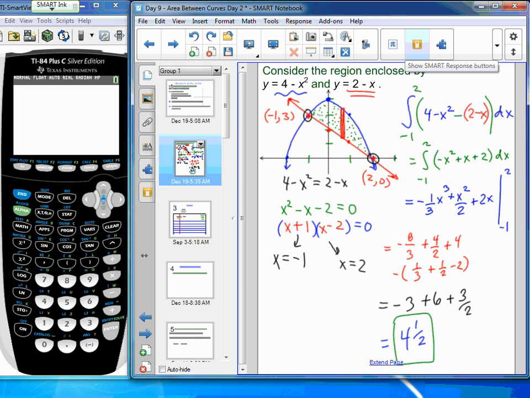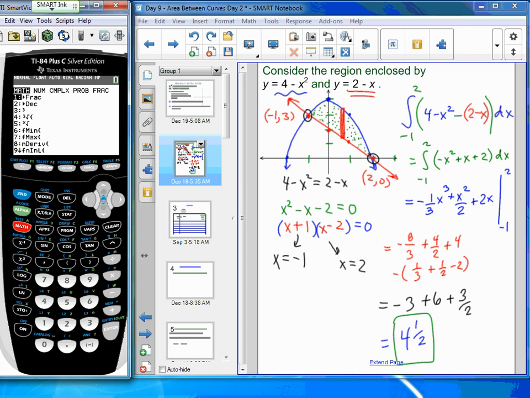On my home screen, we'll go ahead and consider my original definite integral right at top, without any simplification, so I don't mess up with any negatives. And I'll go ahead and do Math 9 on my home screen to check this. Here we go. Lower limit, -1. Upper limit, 2. Expression: 4 minus x squared, minus parentheses 2 minus x, close parentheses, close integrand with respect to x.